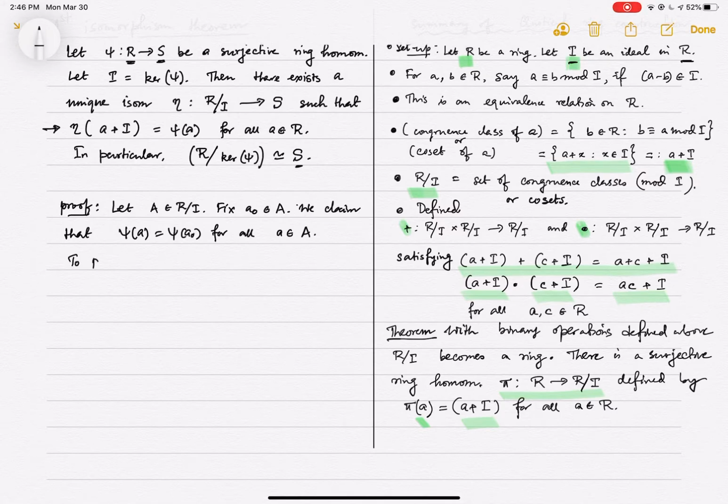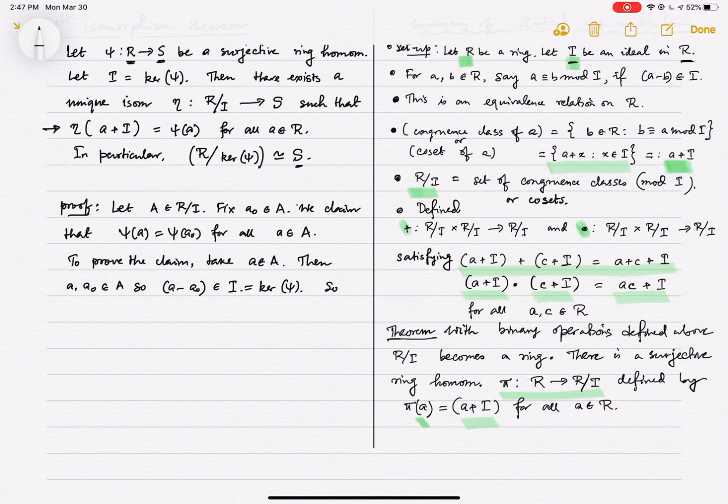So to prove the claim, note that a is in A. So let's take a in A. Then a and a naught both are in capital A. So the difference, by all the equivalences we did last time, is in the ideal. Two elements are in the same coset if and only if the difference is in the ideal. That was one of the conditions. But what is I? I is the kernel of this map. So the difference is in the kernel.